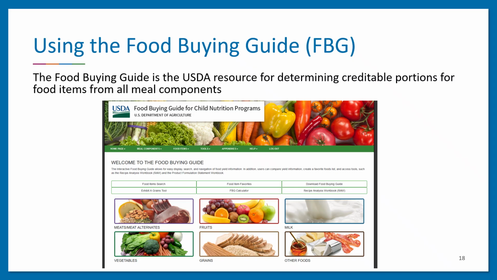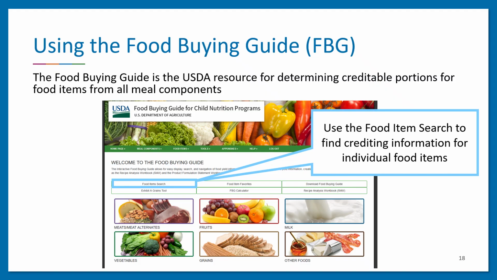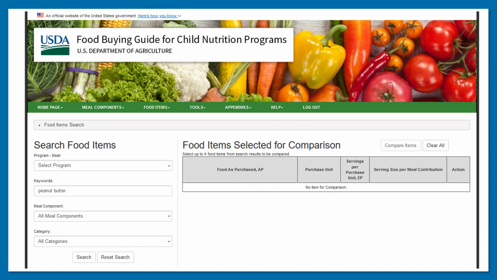There are many tools and resources available on this online database, but the one that will be most helpful in figuring out crediting information for individual food items will be the food item search. If you click on the food item search button, it will bring you to a page where you can enter in your keywords. In this case, we entered in peanut butter.